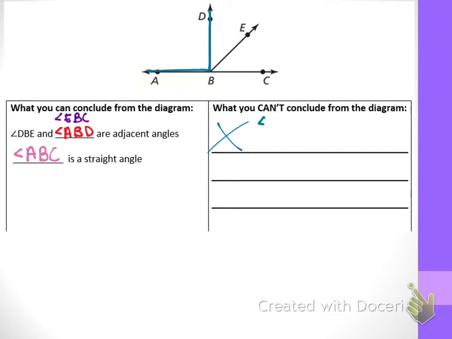So we can't assume that angle ABD or DBC are 90 degrees. We cannot assume it. It's not drawn for us in the picture. And I'll actually show you what would be there if they were right angles. A box. So you won't ever see two boxes because I'll show you why.